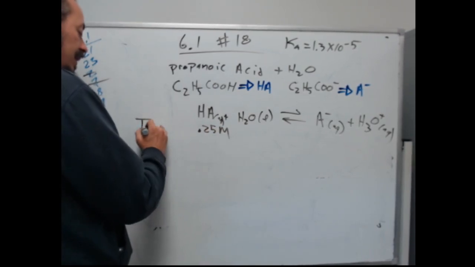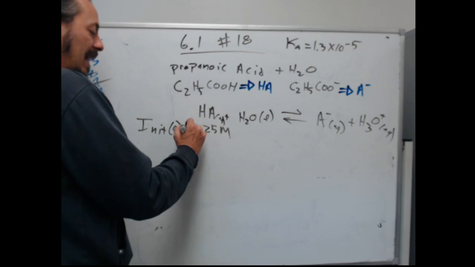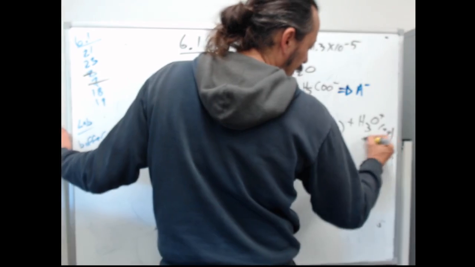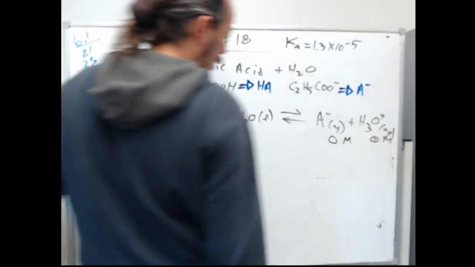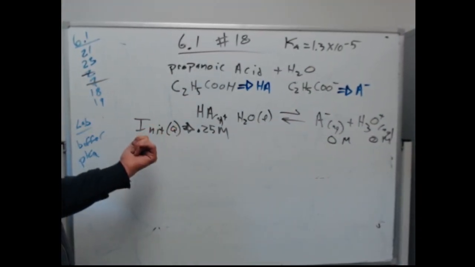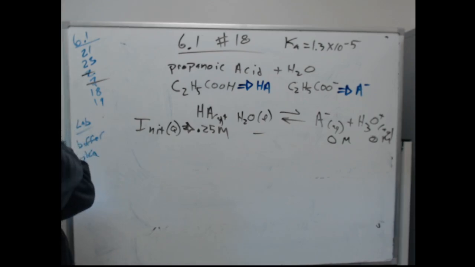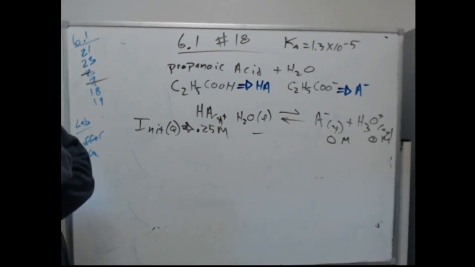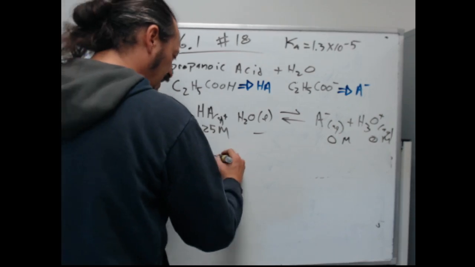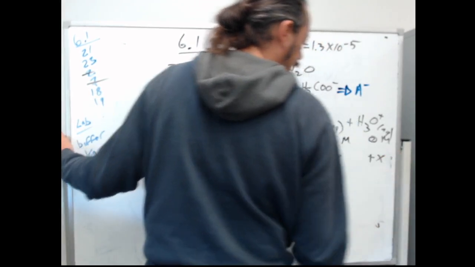So that's going to be our initial, which is going to be like our Q value. I assume it's asking about this in water, so these are going to be zero molarities. My Q value is going to be products over reactants. I'm not going to worry about the pure water. I'm going to have 0 times 0 divided by 0.25. My Q is going to be 0. So when I look at my change step, I'm going to have to use up some of my reactants and create some products.